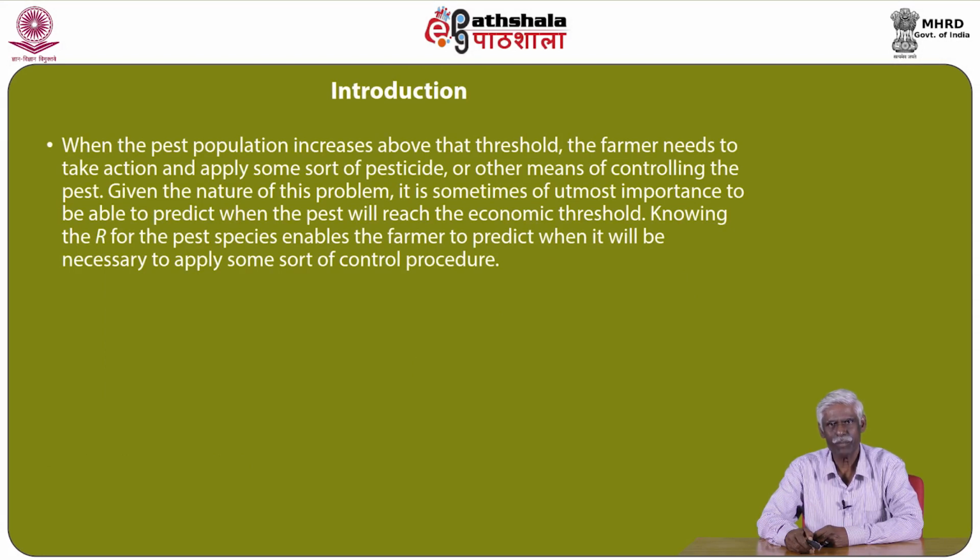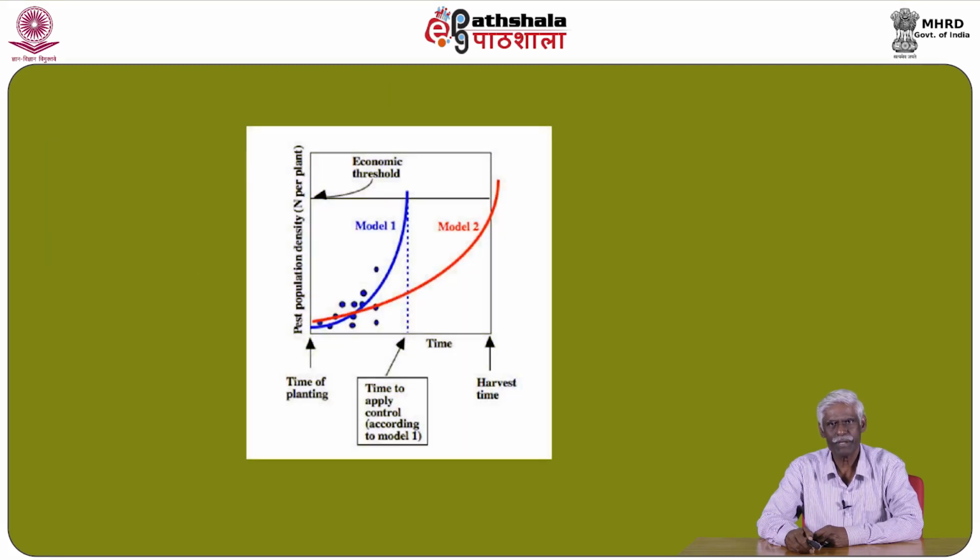Given the nature of this problem, it is sometimes of utmost importance to be able to predict when the pest will reach the economic threshold. Knowing the r for the pest species enables the farmer to predict when it will be necessary to apply some sort of control procedures, which is depicted as a model where on the x-axis the time of planting starts and the time to apply the control, according to model 1, which creates the economic threshold as a base under which these different models can be presented.